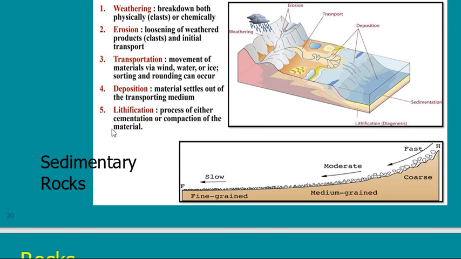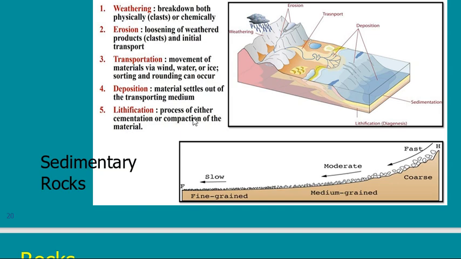The last phase is the lithification phase. The material is now deposited, but it is loose. The pieces are just next to each other. They are not rock. So something should happen so that this material would stick together. How does this happen? It happens through either cementation or compaction.